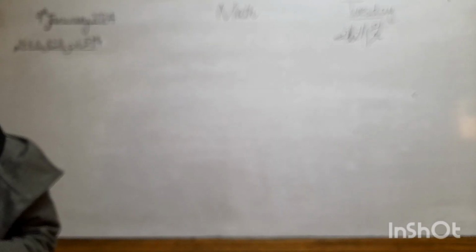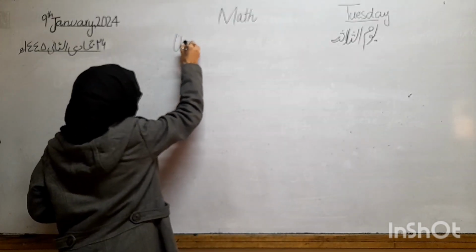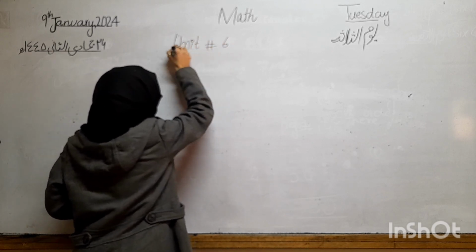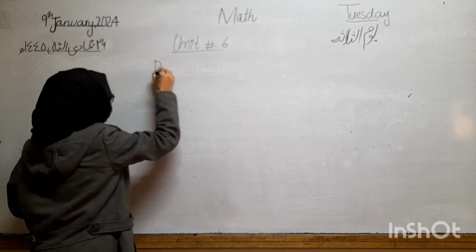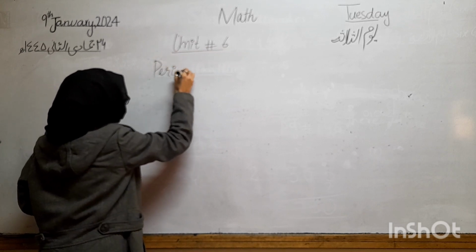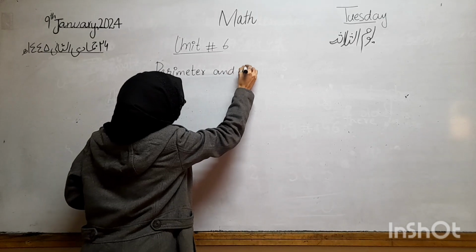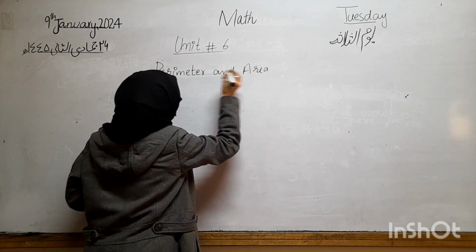Nowadays we are working on unit number 6, and unit number 6 is perimeter and area.